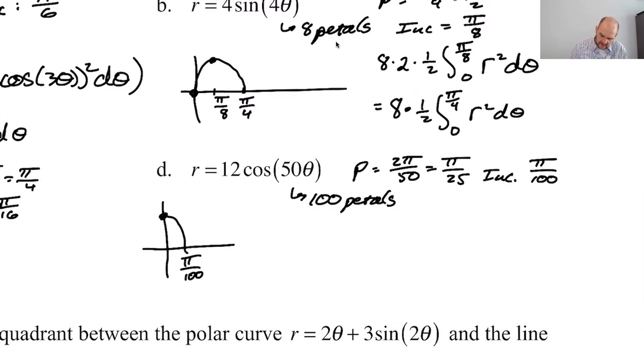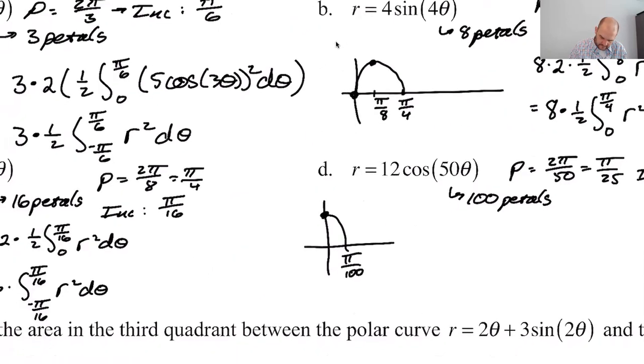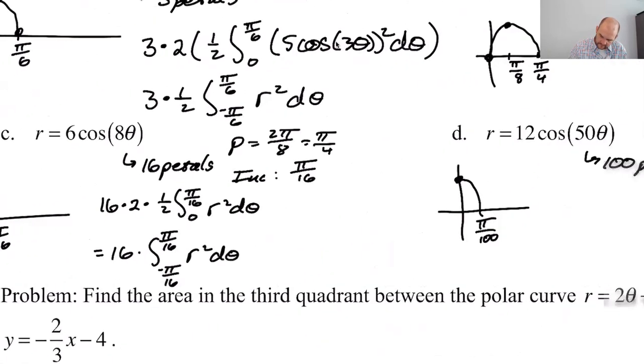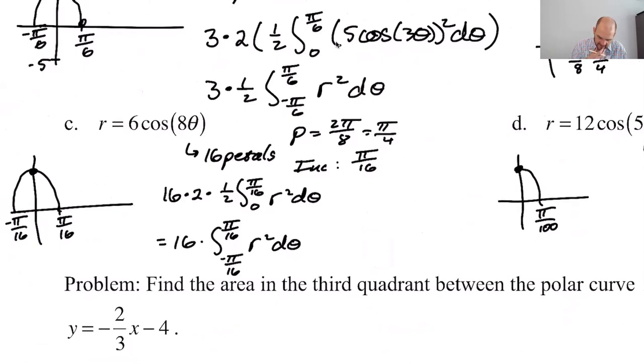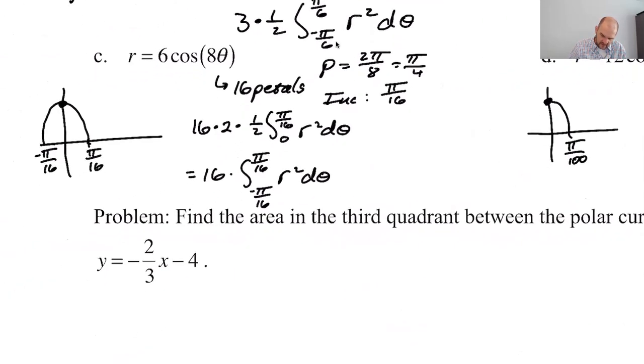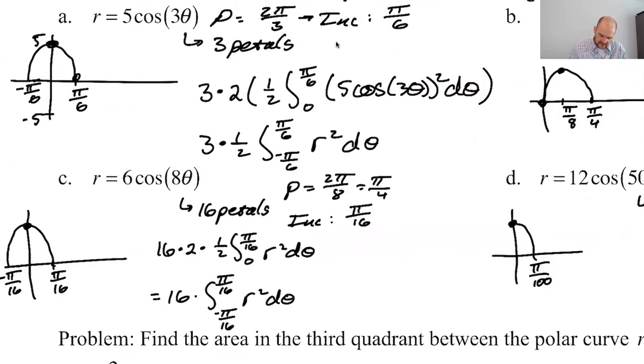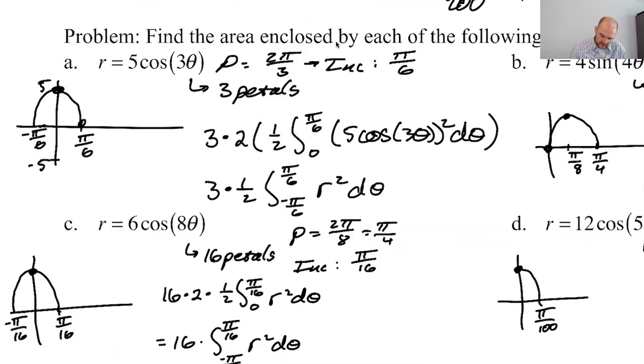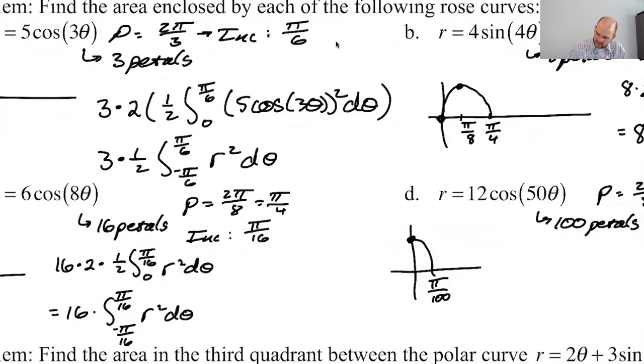So is there a pattern here? Should there be a pattern that I have messed up somehow? That is pi over 4, pi over 16. 2 pi over 50 is pi over 25 over 4 is pi over 100. 100 petals, pi over 100. 16 petals, pi over 16. 3 petals, doesn't work, but you don't double that one. 4 petals, pi over 4.